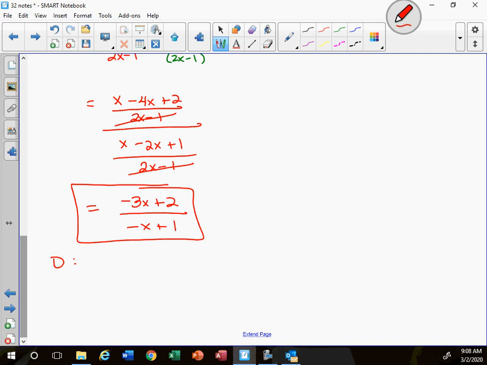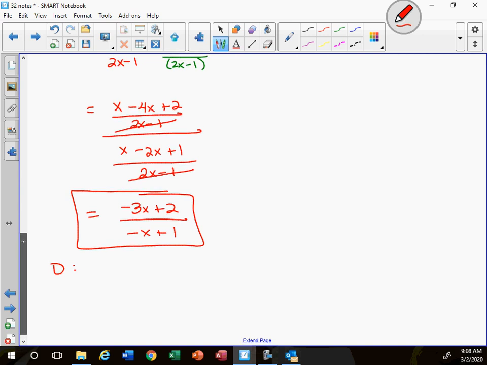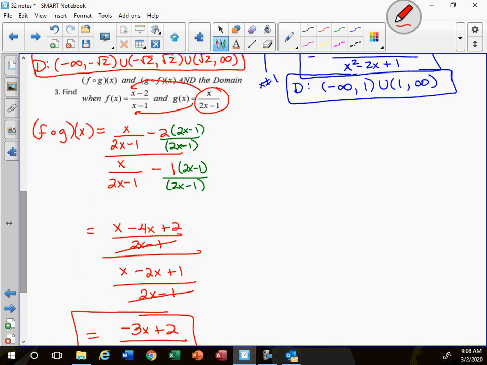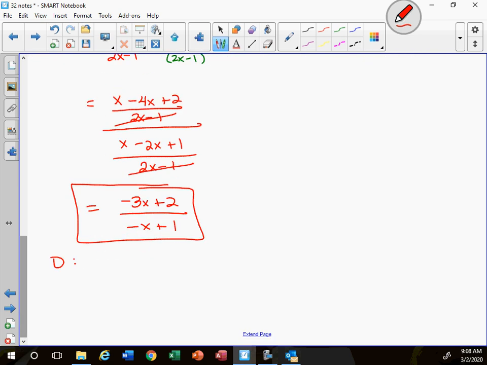Okay, then we have domain to think about. So let's go all the way back up to the top. All right, which one was on the inside this time? G of x. So I have to go look over here at this g of x function. It's a fraction, right? Look at it. What can x not equal? 1/2. So little side note for me, I know x cannot equal 1/2. Then look at my final answer. Is there something else x cannot equal? 1 or negative 1? Negative 1.